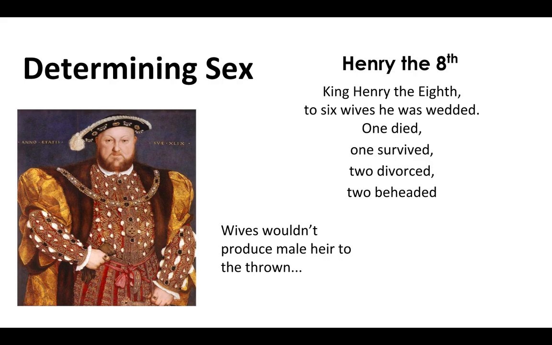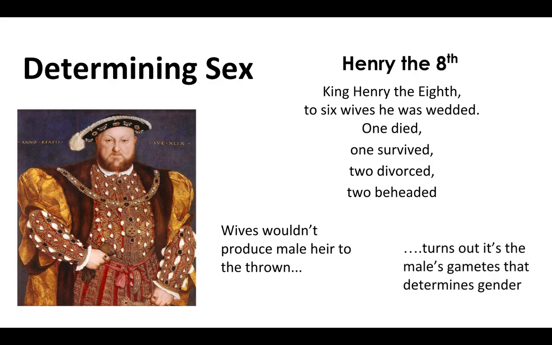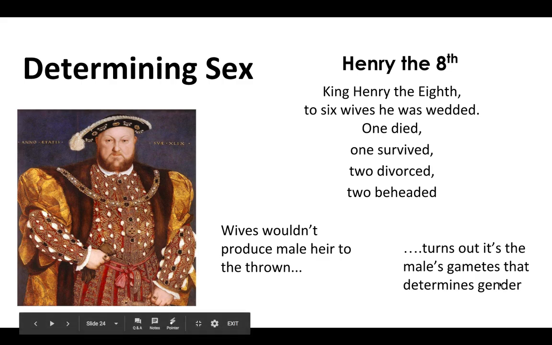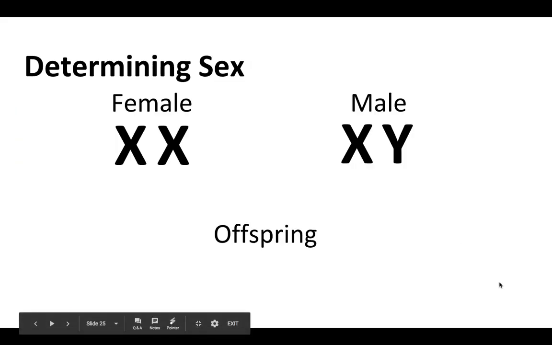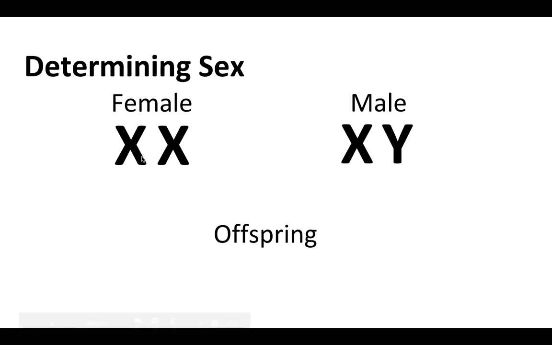So for King Henry, his wives wouldn't produce a male heir to the throne, and so he ended up killing a lot of them. But it turns out that the male's gametes determine sex. And by the way, that should say sex, not gender. All right, so how does that work? Well, if you're a female, you're going to have 2 X chromosomes, and if you're a male, you're going to have 1 X and 1 Y.